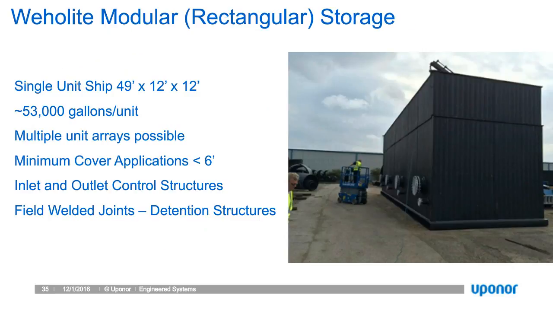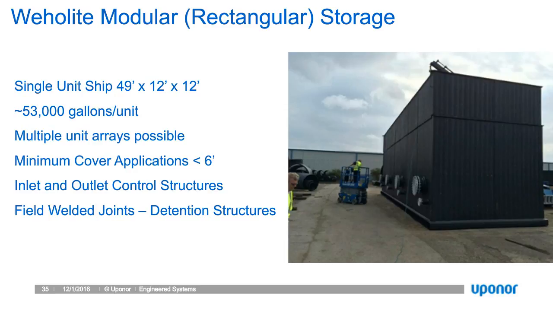But what most people aren't familiar with is our ability to produce modular rectangular storage units. Our development of this product began, and it was actually available to the market in about 2013, and we've been developing this technology over the years for stormwater and CSO applications. We can manufacture extremely large rectangular units. The largest we can ship is about 49 feet long by 12 feet high and 12 feet wide, providing about 53,000 gallons of storage per single unit.